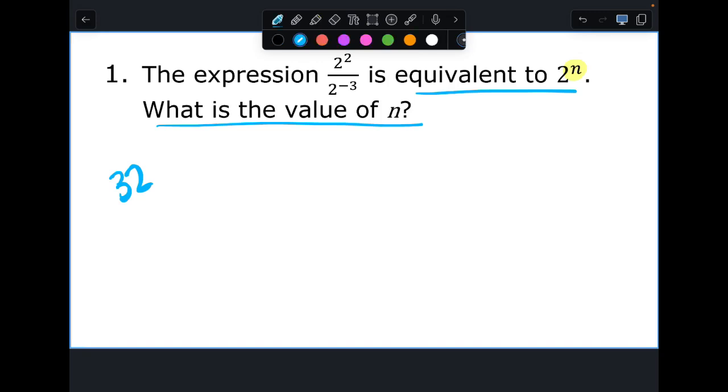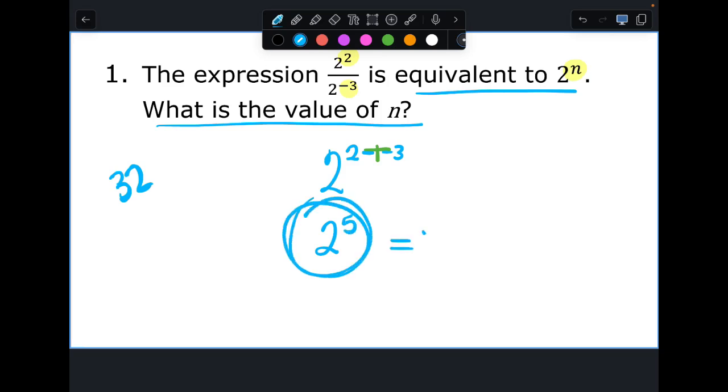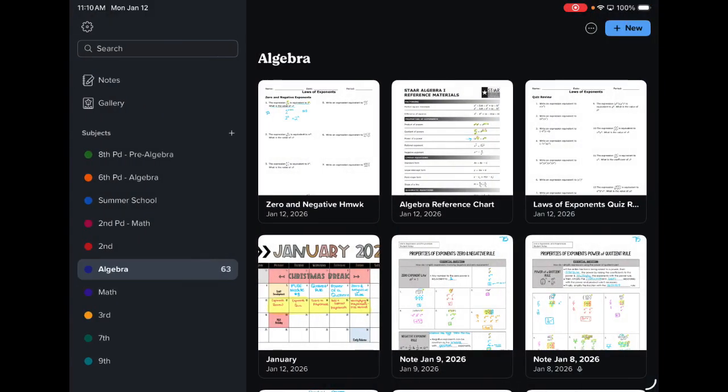This is the quotient rule. The quotient rule tells us that we do what with the exponents? We subtract. So 2 minus negative 3 is going to change to a what? Plus sign. And 2 plus 3 is 5. This is equivalent to 2 to the power of n. So what is n? 5. Okay, so make sure you're actually reading the questions as well. Okay, be careful. All right, starting with the review.